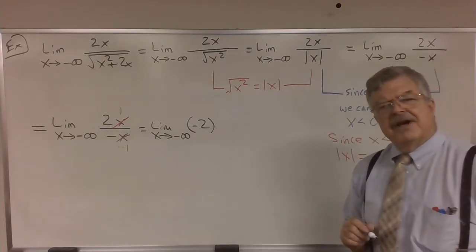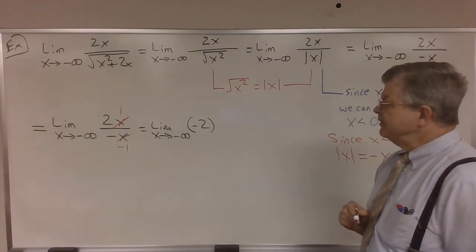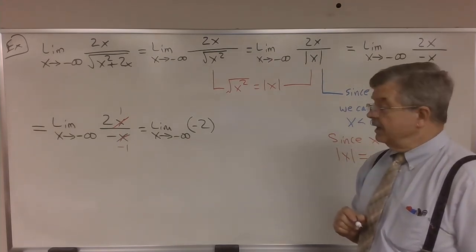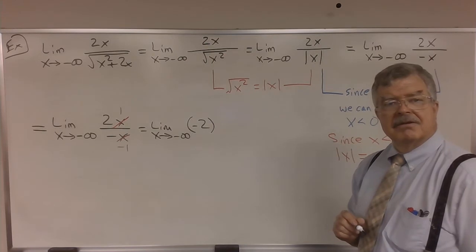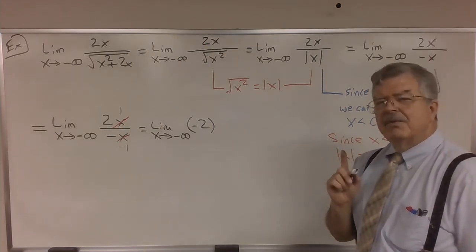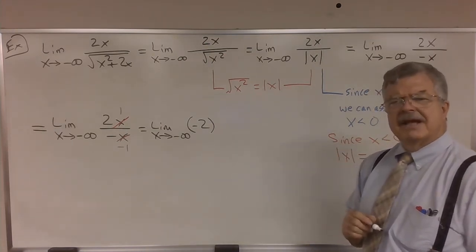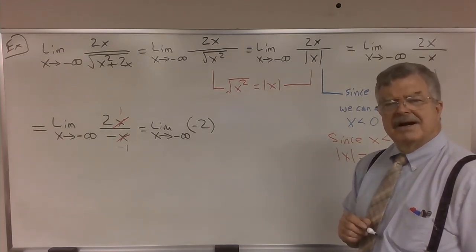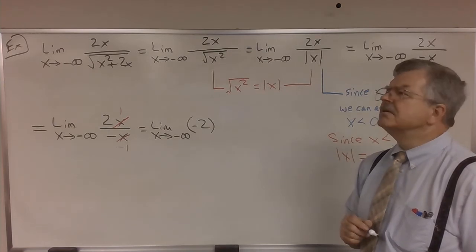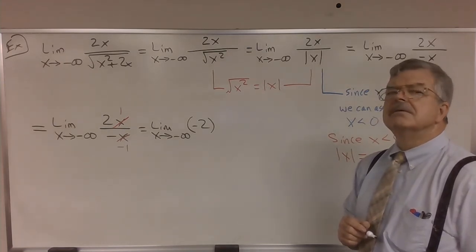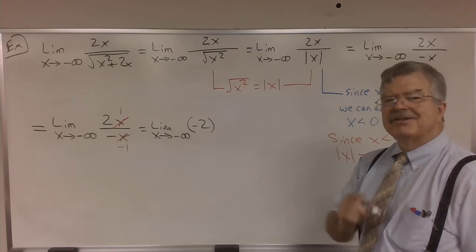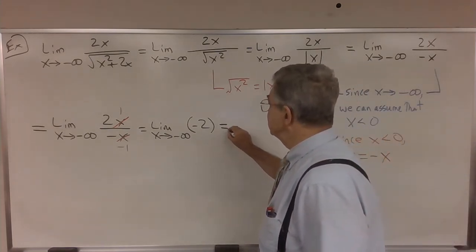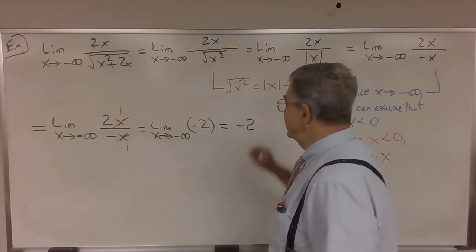So this exercise boils down to us computing the limit of a constant. We did that, I think, in the last lecture. The limit of a constant is what? It's the constant itself, isn't it? So this is just going to be negative 2.